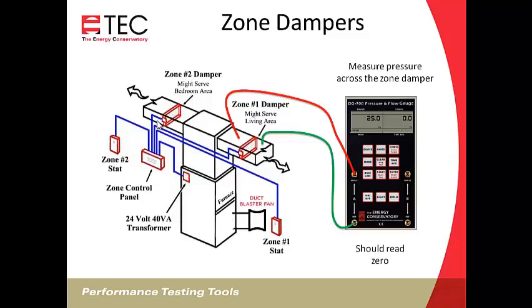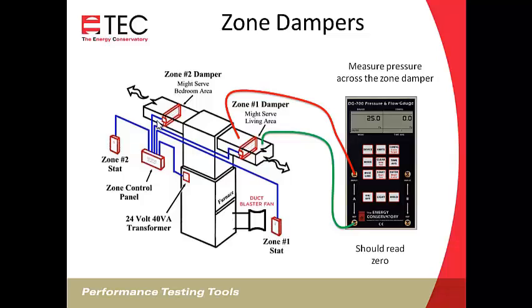And then the last thing I'm gonna bring up before we start answering the questions you have, are zone dampers. We'll get calls once in a while where people have zone dampers, and maybe there's not power to the system and they don't know if the damper is open or closed, and are looking for a way to confirm that. It's pretty straightforward. You're just measuring the pressure across the zone damper.